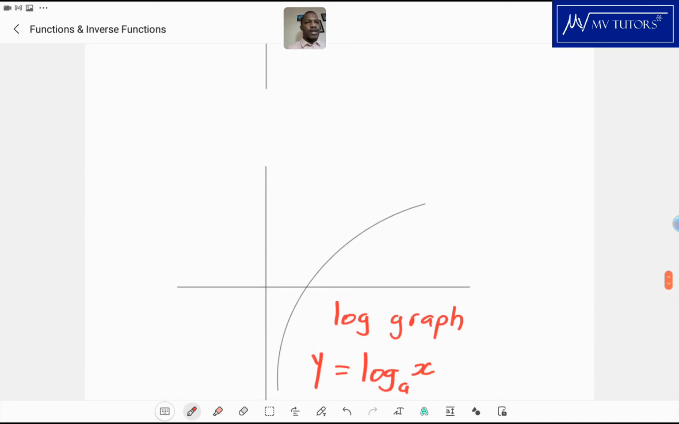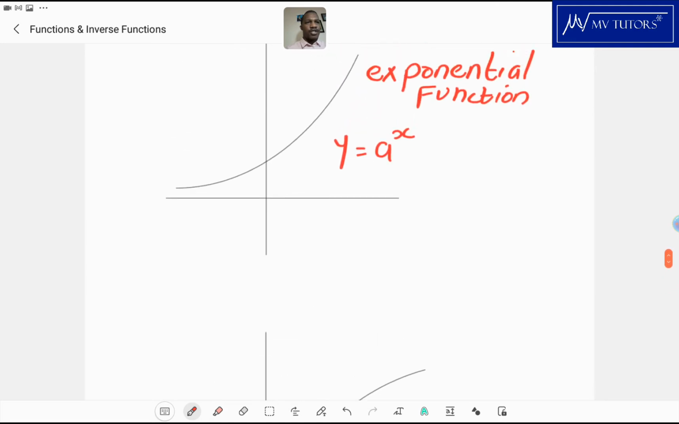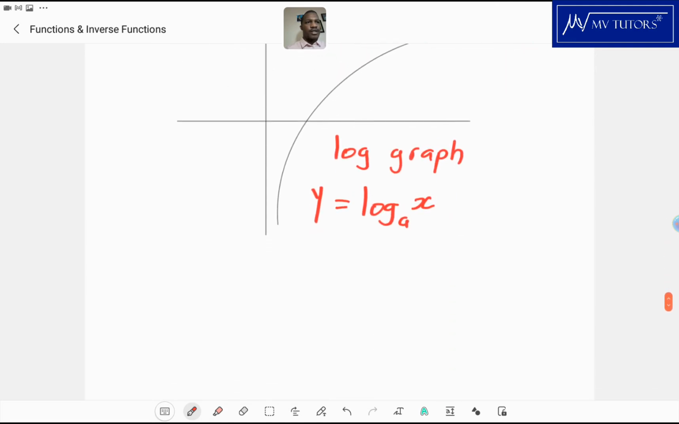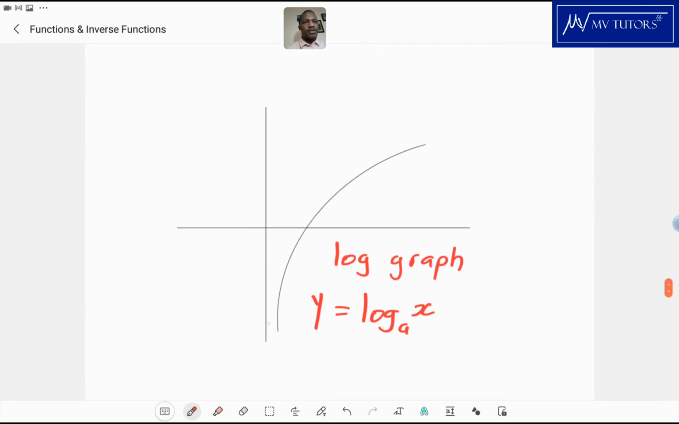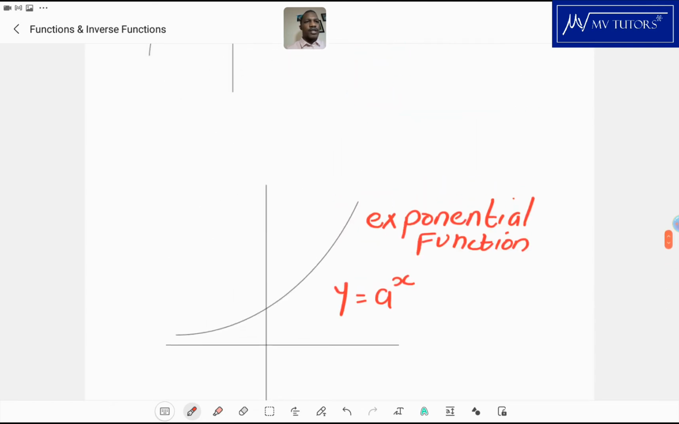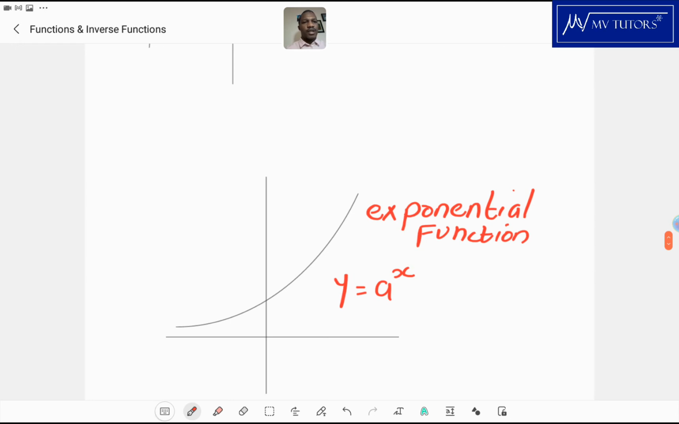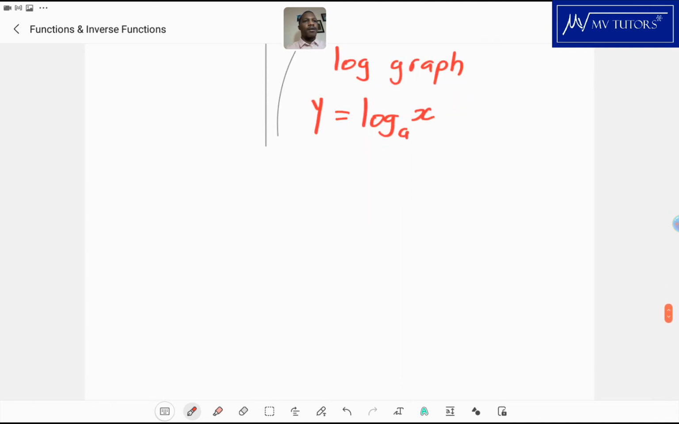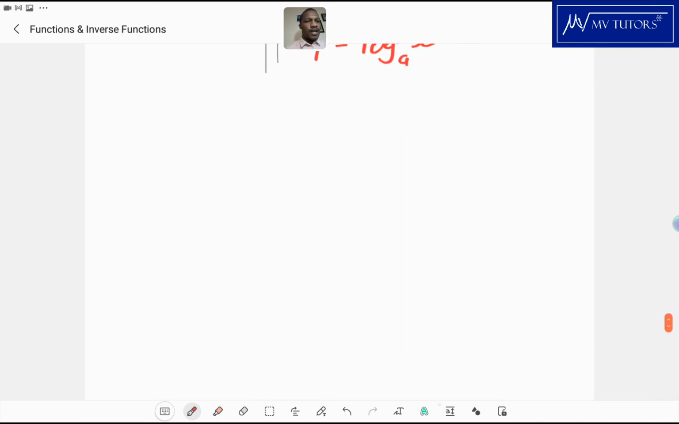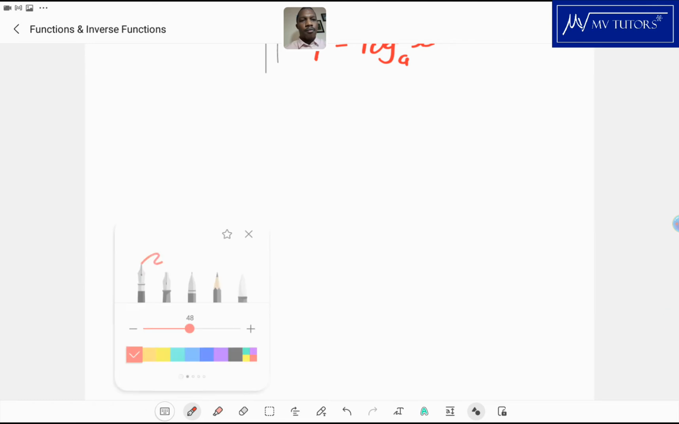Now you can see that there must be a relationship between the exponential and the log graph, because this one crosses the x-axis, but it also has an asymptote on the y-axis, meaning it gets close to it but never touches it, whereas the exponential crosses the y-axis but gets close to the x-axis and never touches it. Okay, now let's just get one more popular one.